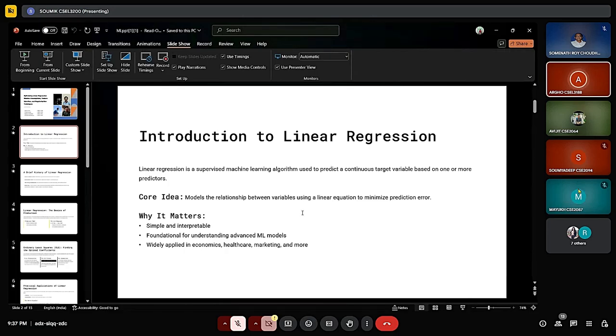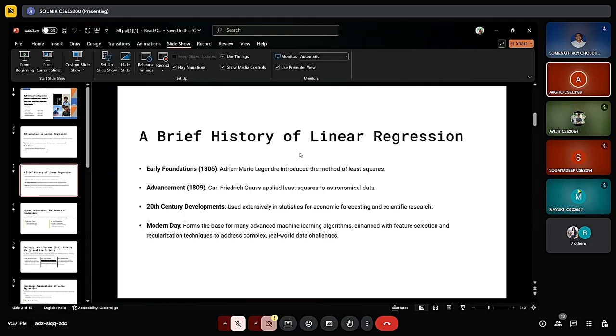Introduction to regression. Linear regression is a supervised machine learning algorithm used to predict a continuous target variable based on more predictions. The core idea is that the method models the relationship between variables using a linear equation and minimizes prediction errors. Why does it matter? Simple and interpretable, foundational for understanding advanced ML models, widely applied in economics, healthcare, and marketing. Next slide.